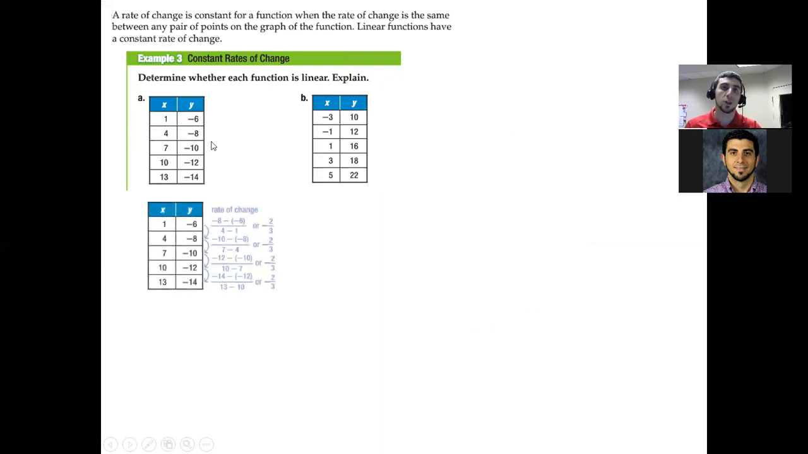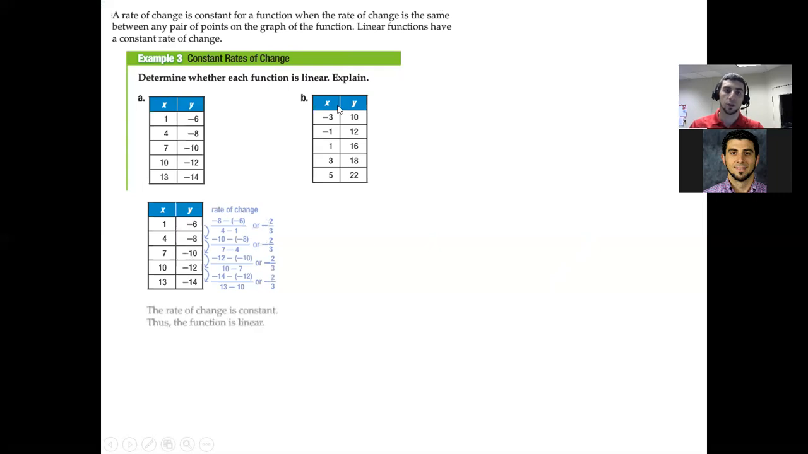So in the first one, what you would do is just calculate the slope between consecutive pairs of points. So we did the first 2 points, 1 to 4, so it'd be -8 minus negative 6 divided by 4 minus 1. Now make sure you always do the bottom minus the top, bottom minus the top, and you do change in y over change in x. And you can see as we went down here, we went from negative 6 to negative 8, negative 8 to negative 10, negative 10 to negative 12, negative 12 to negative 14. In each case, when we figured it out, we got negative 2/3. Doesn't matter that it was negative, it's just notice that the rate of change is always negative 2/3 no matter which 2 points we pick.